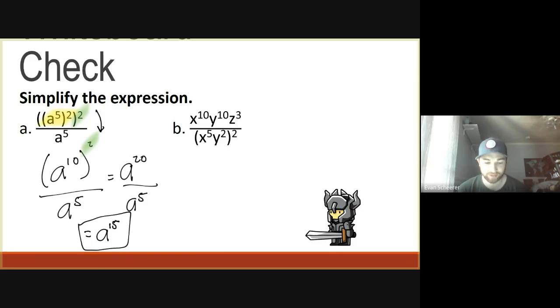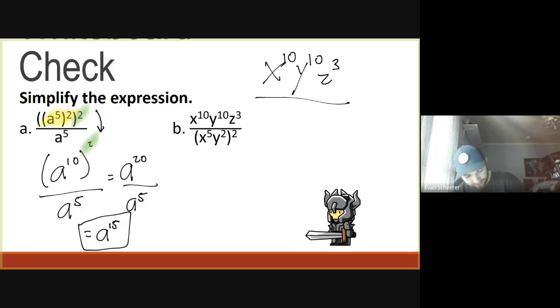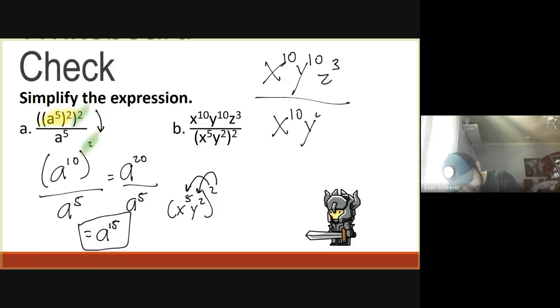All right, next one. We can't do anything yet until we fix this bottom. That's sloppy, right? You're taking an exponent to other exponents, so we need to do that first because we need to do those parentheses first. So what we're going to do, I'm going to rewrite x to the 10th, y to the 10th, z cubed, same as the numerator, but then I'm going to square this. So that's x to the 5th, y squared, squared. So that 2 goes to both. So therefore, that leaves me x to the 10th, y to the 4th, and that's it, right? Make sure it goes to both of them, not just one of them, both.